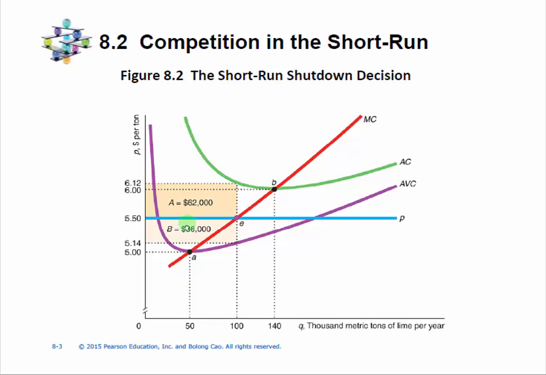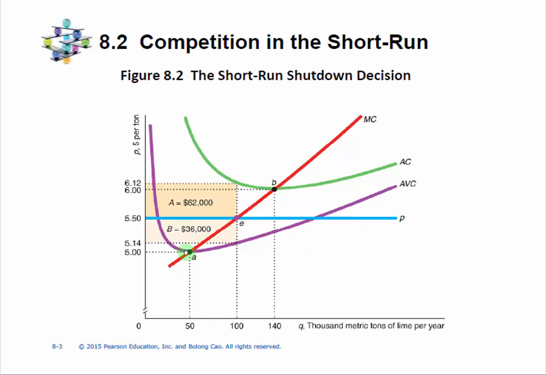Right? When this price is between point A and point B, or between the lowest point of average cost and the average variable cost, the firm keeps operating. Even though it incurs a loss, the loss is not as big as the complete loss of the fixed cost, which is assumed to be sunk in the short run.